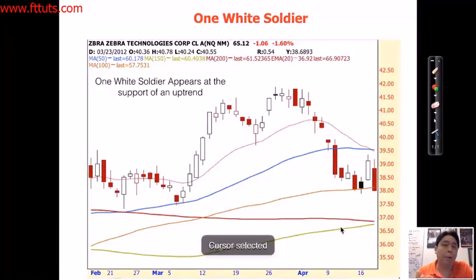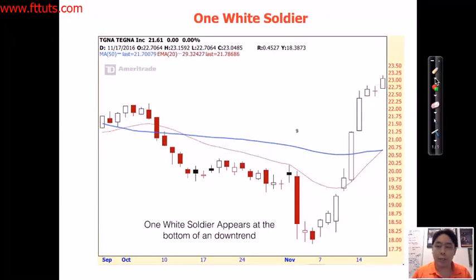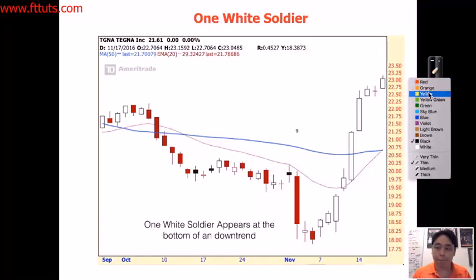So this is an example of a one white soldier appearing at the dip of an uptrend, and we're following the trend. Now in this case, we see a one white soldier appearing at the bottom of a downtrend. So by buying, we are trading against the trend. It's a counter trend trade, but we're buying when it's oversold, when it's ready to bounce back, all right, from oversold conditions. So can you identify the one white soldier pattern?